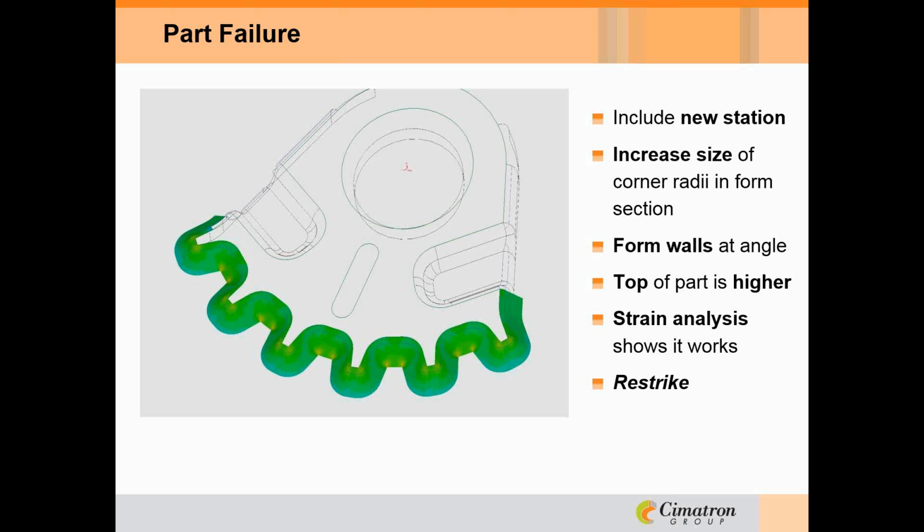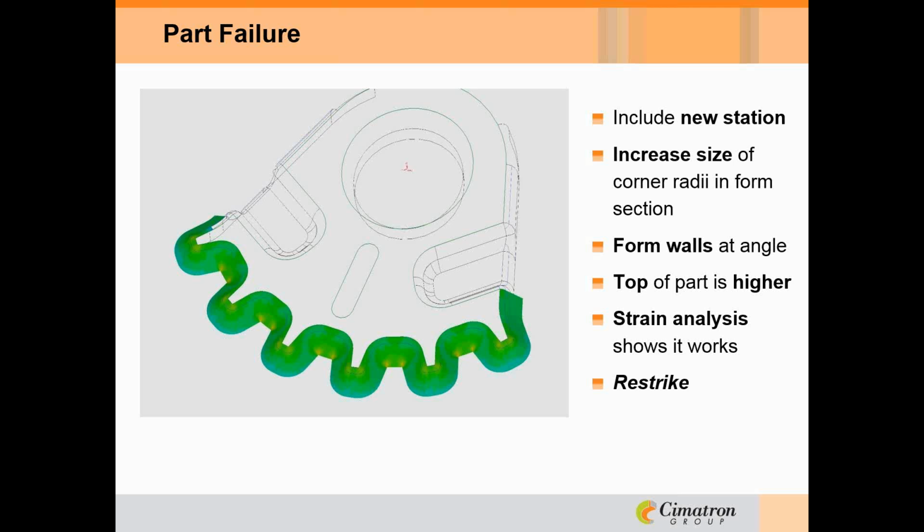One of the solutions that they came up with was to introduce a station before trying to form all that over the knuckle. And in doing that, the solution was to increase the size of those corner radiuses and to drop the walls down at an angle. So I'm kind of exaggerating it a bit in the picture so that you can see exactly what we're doing. Also, the part was left high. All right? So in other words, another strike would be needed to push it down to the correct height.